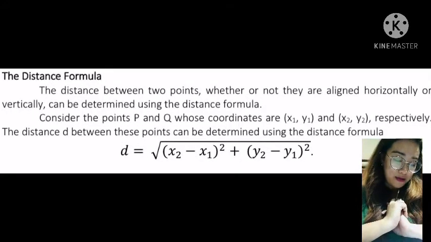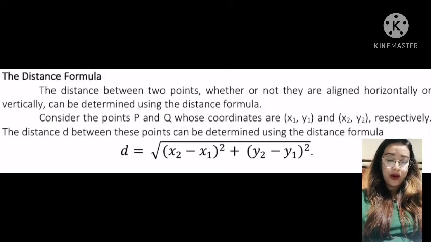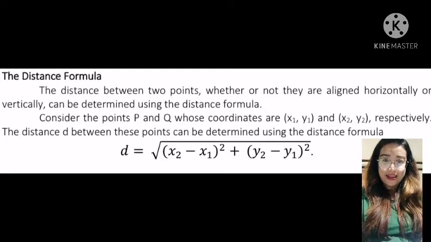So, we also have our distance formula. Our distance formula is D is equal to the square root of x sub 2 minus x sub 1, then squared, plus y sub 2 minus y sub 1, then squared. Okay? Ganun yung ating gagamitin na formula natin sa ating distance formula dun sa ating coordinate.